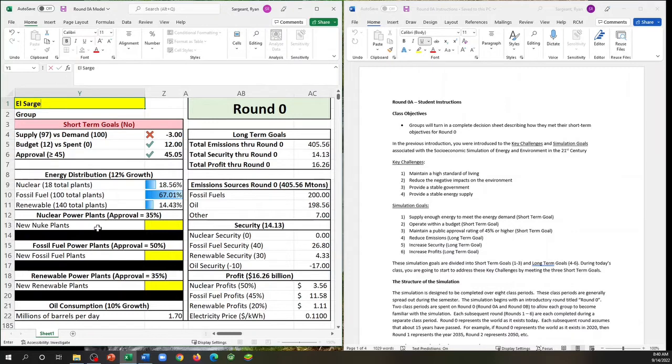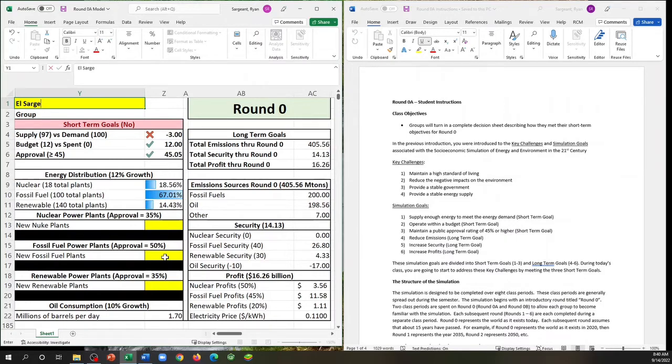And the other options that I'm allowing you to make in this particular activity is you get to decide how many new nuclear plants you're going to build, or how many fossil fuel plants you're going to build, or how many new renewable energy plants you're going to build. And these are the yellow boxes here. Again, the only places that you can enter information in this spreadsheet are the yellow boxes.